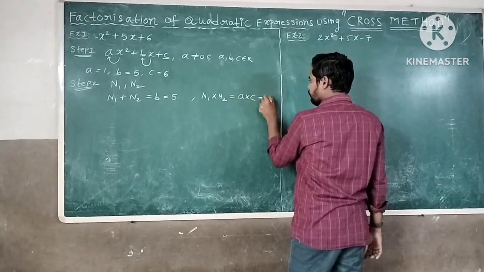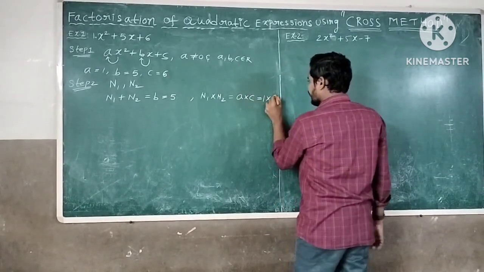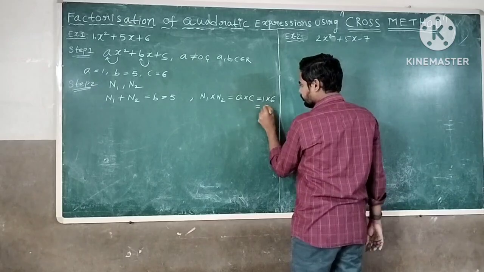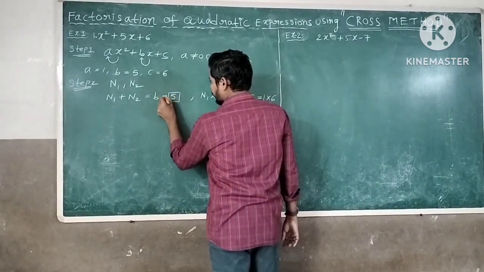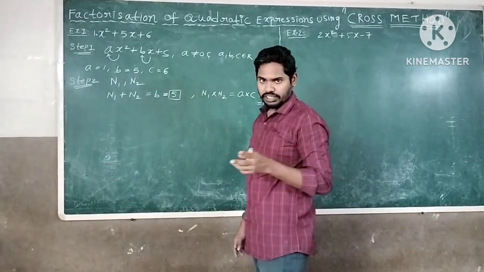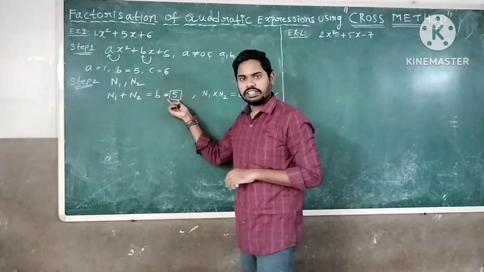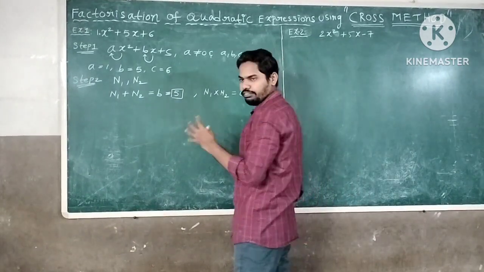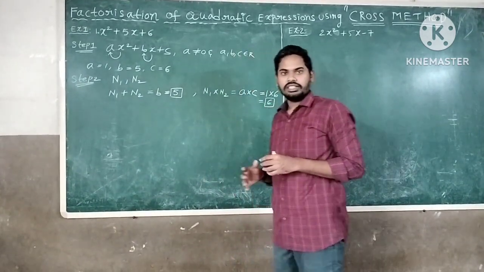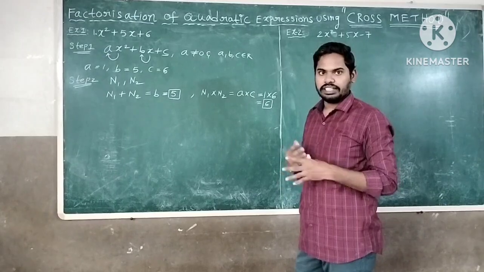What is the value of a? 1. And what is the value of c? 6. So a into c is 1 into 6, which is 6. So now we need to find two numbers n1 and n2. The sum must be 5, and at the same time the product must be 6. So how do we find such numbers in general? For small numbers, it comes directly.